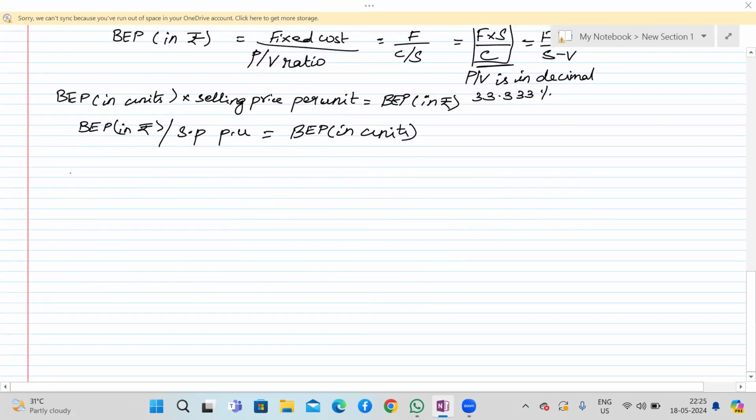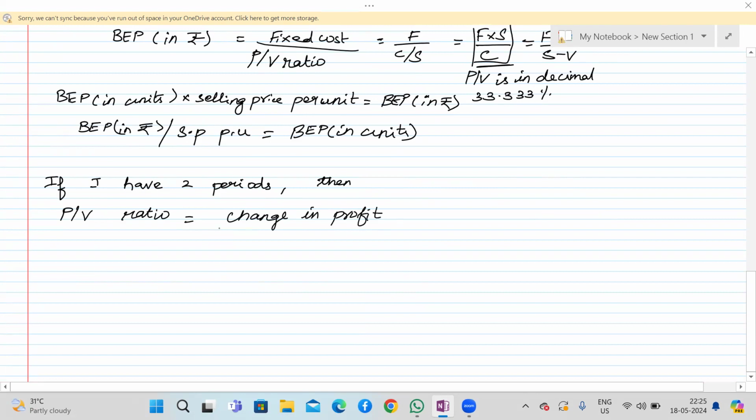So if I have two periods, then PV ratio is change in profit divided by change in sales into 100.